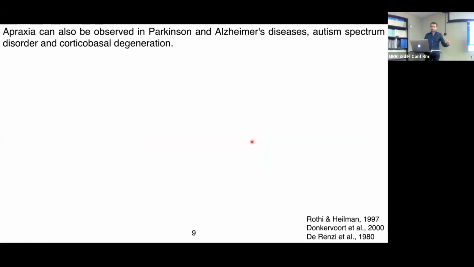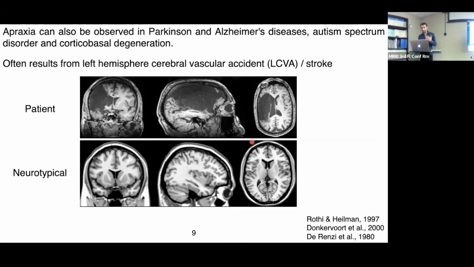Regarding limb apraxia and the tool use deficits, they can be observed in some different neurological conditions, such as Parkinson's or Alzheimer's disease, autism spectrum disorder, or corticobasal degeneration. But in our lab, we are focusing on limb apraxia that is observable after left hemisphere stroke or cerebrovascular accident.